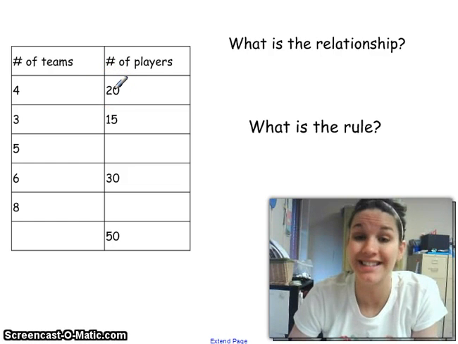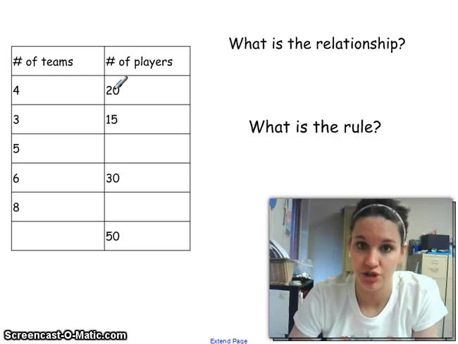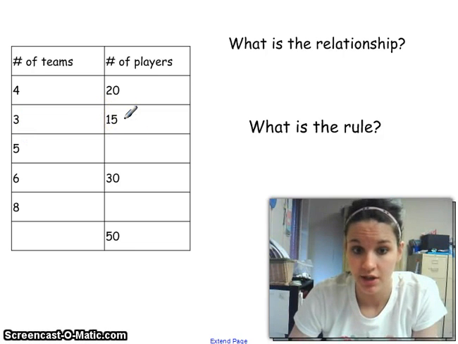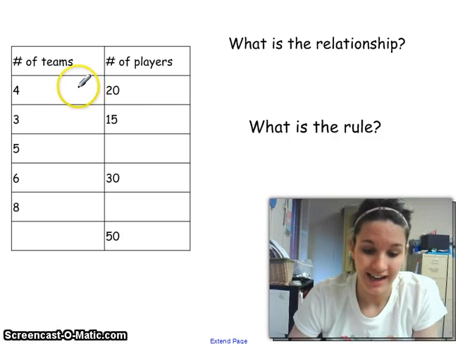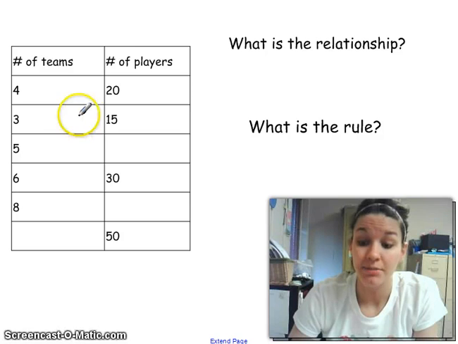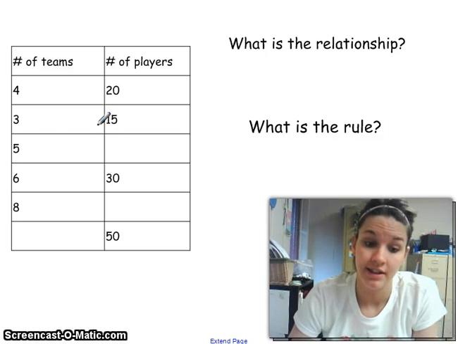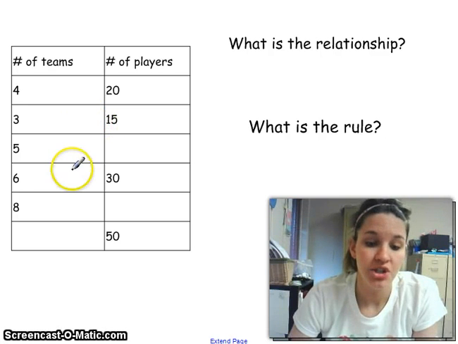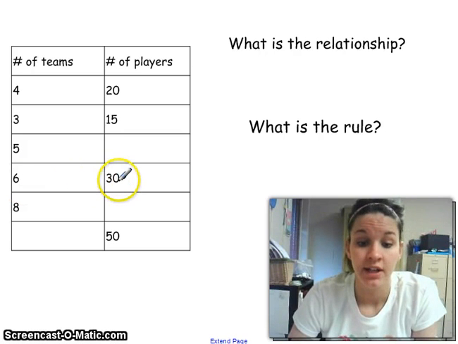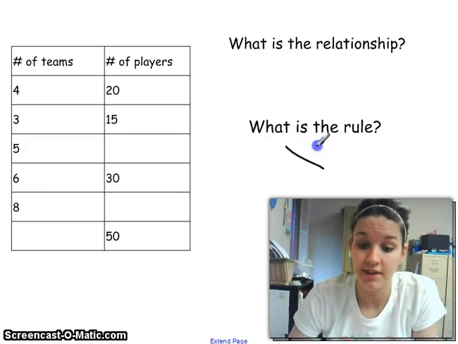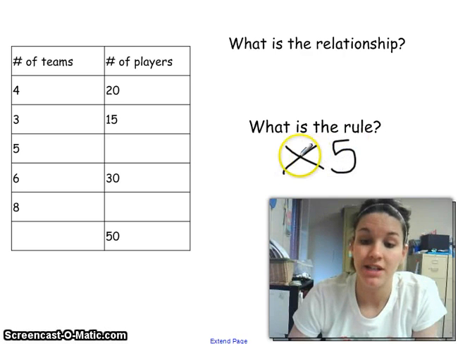Now I have to look for a consistent relationship between these numbers. So let me look at 3 teams. 3 teams would be 15 players. Okay, I know I'm still doing addition or multiplication, and when I look over here, I see the times 5 rule works. That plus 16 rule isn't going to work here anymore, but times 5 does. Let me check it out with the 6 and 30 as well. 6 teams times 5 would give me 30 players. So I think it's safe to say that the rule is going to be times 5.